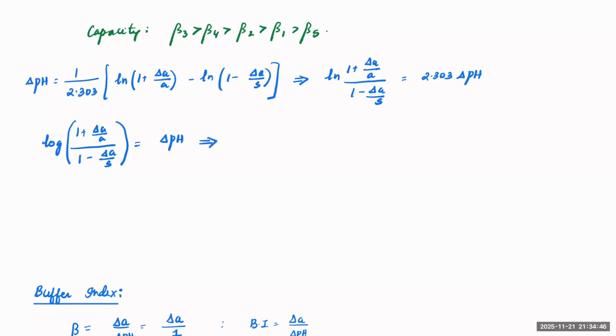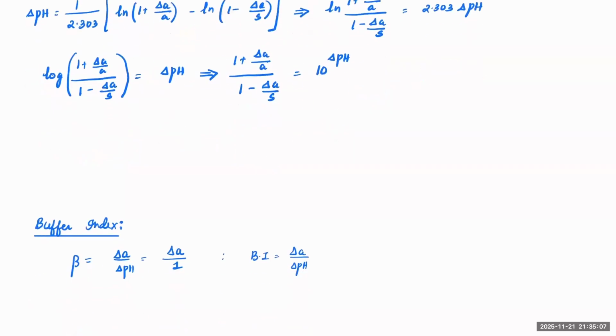So now, if I take the anti-log on both sides, I will get this as 1 plus delta A by A divided by 1 minus delta A by S, that is equal to 10 raised to power of delta pH. And if I multiply that on both sides, 1 plus delta A by A is equal to 1 minus delta A by S multiplied by 10 raised to power of delta pH.